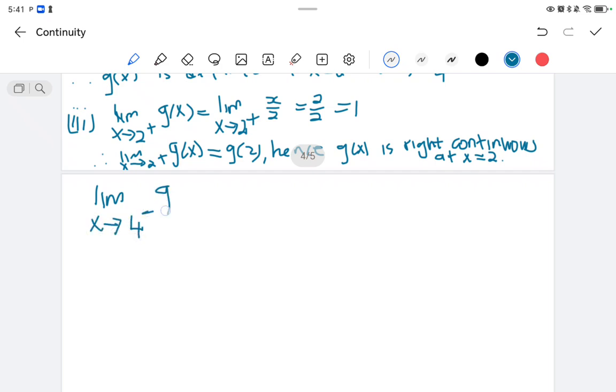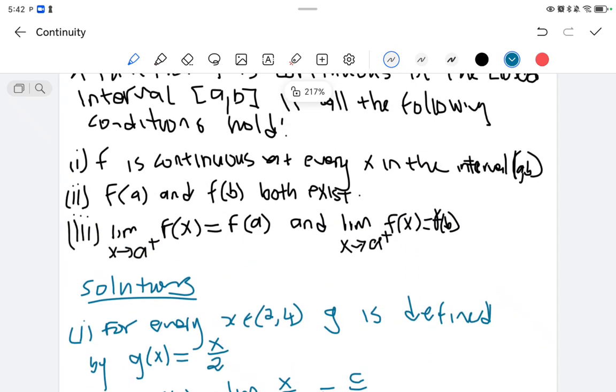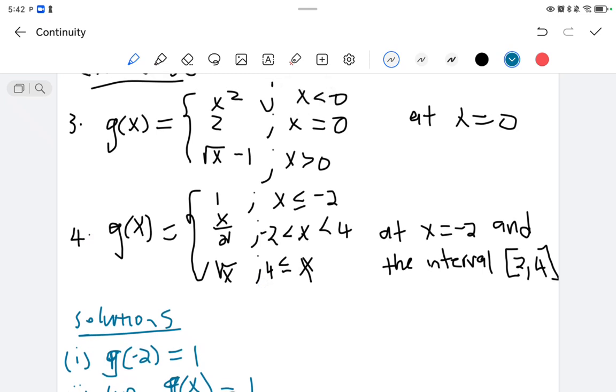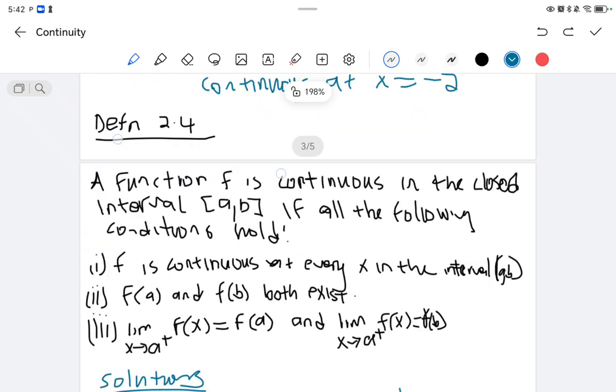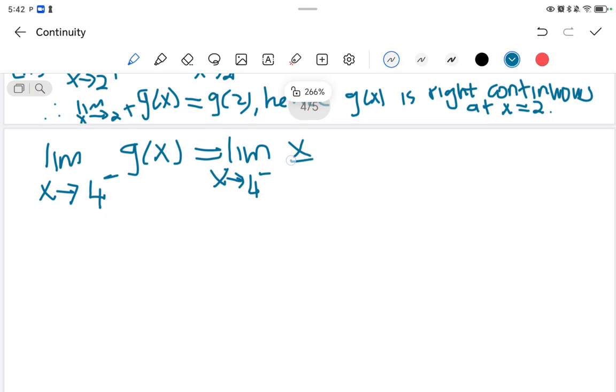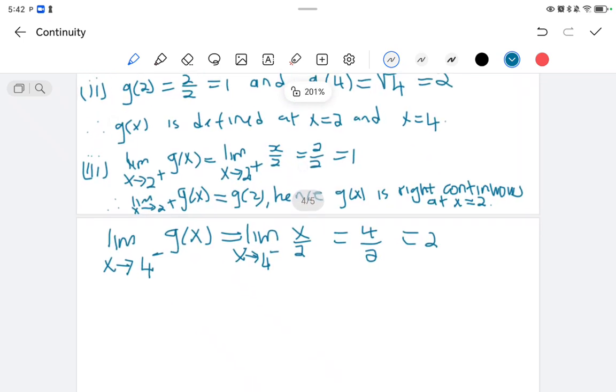Then we check the left-hand limit, which is the limit as x approaches 4 from the left of g of x. We check which one is approaching 4 from the left. We realize that the one where x is less than 4 is still this one, x over 2. Then we're just going to use it, and that will be x over 2, which is 4 over 2, which is equal to 2.